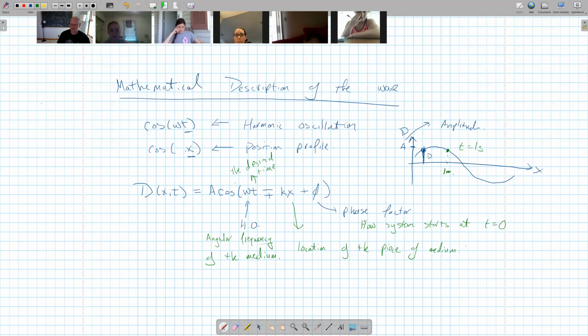Again, phi is the phase factor. So what is k? So k is going to be confusing because k is not the same k that we saw before. This is not the spring constant.